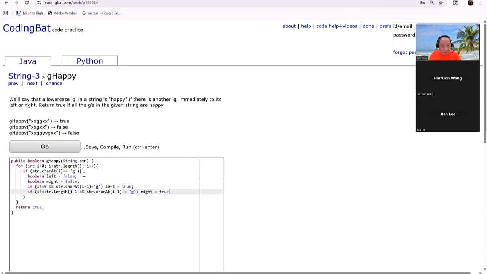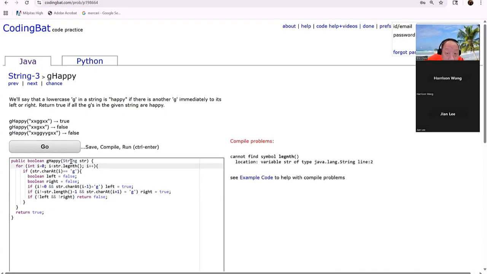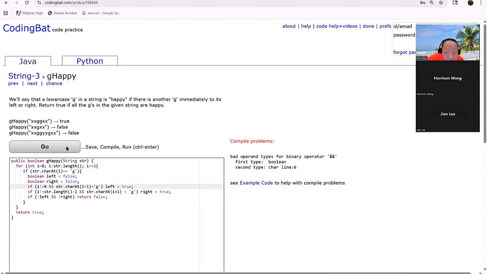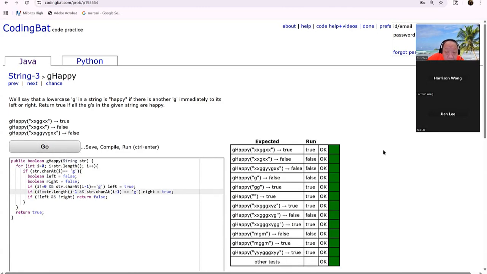So now you have whether the right side and left side are happy or not. If the left side is not happy and the right side is not happy, then you return not happy. This problem is just that easy. Length, this one is a spelling problem. Vector operator i not equal 0. Here is a double equal sign. You see?